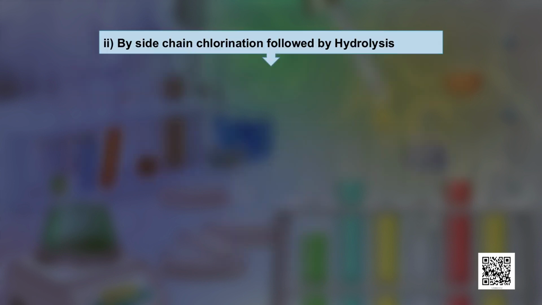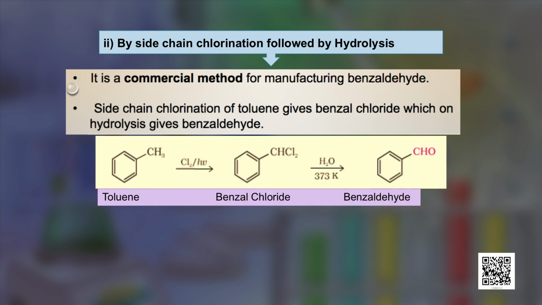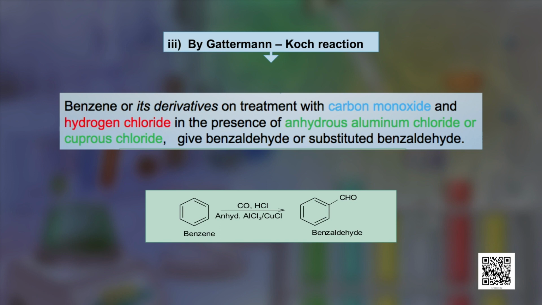The second method is by side chain chlorination followed by hydrolysis, and it is a commercial method for the manufacture of benzaldehyde. And you can see here that side chain chlorination of toluene gives benzal chloride first, which on hydrolysis gives the benzaldehyde, as is shown in this reaction. And the third reaction is Gattermann-Koch reaction. Here in this reaction, benzene or its derivatives on treatment with carbon monoxide and hydrogen chloride in the presence of anhydrous aluminum chloride or cuprous chloride give benzaldehyde or the substituted benzaldehyde, as is shown here in the example.